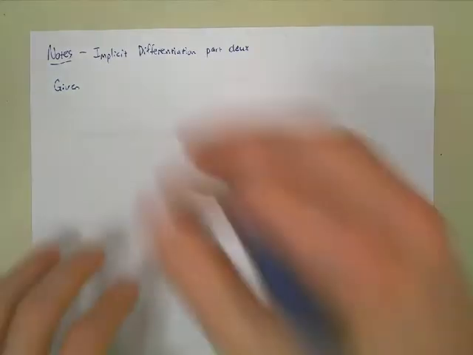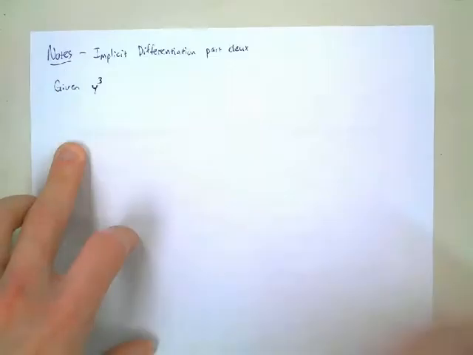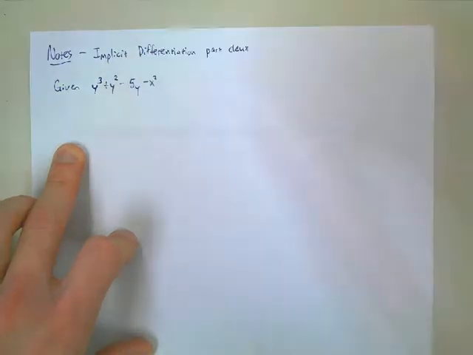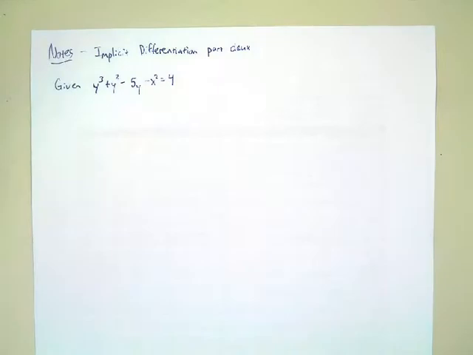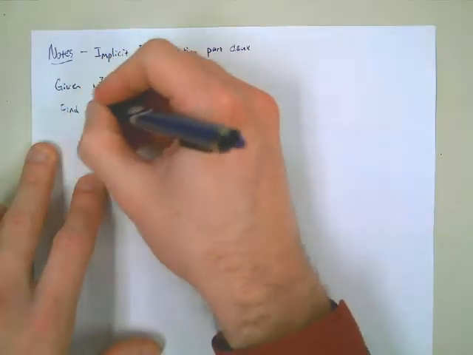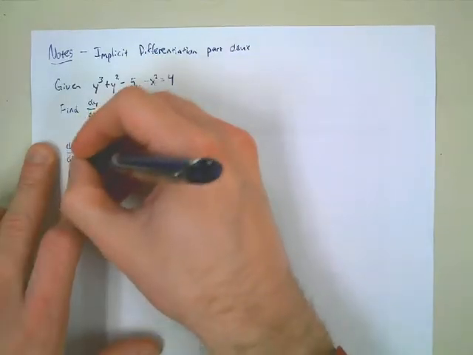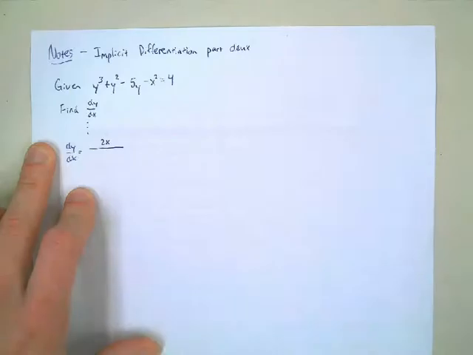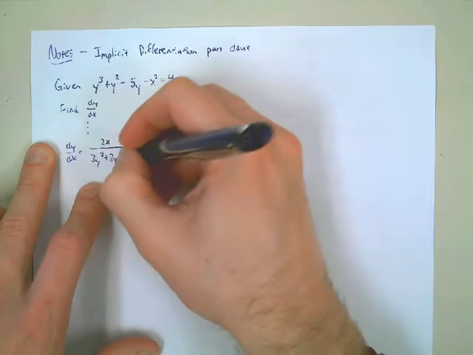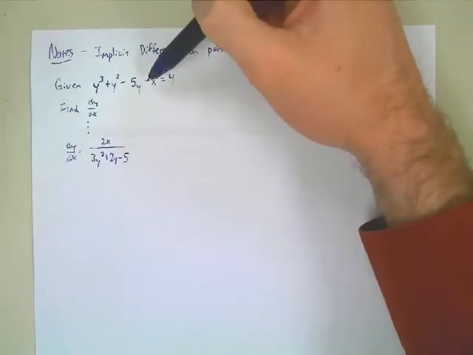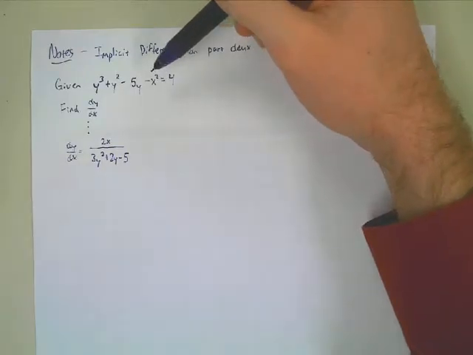So, if you recall, we talked about this equation yesterday. We found dy/dx, and I think dy/dx equals 2x over 3y squared plus 2y minus 5. Okay, so we got that. Very typical stuff, right? We took the derivative of all these things, isolated the y primes, and then solved for that.